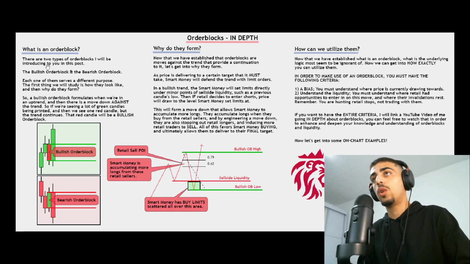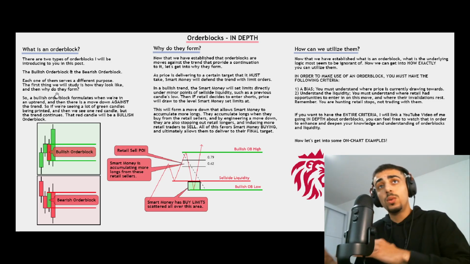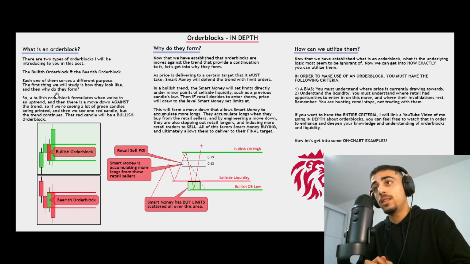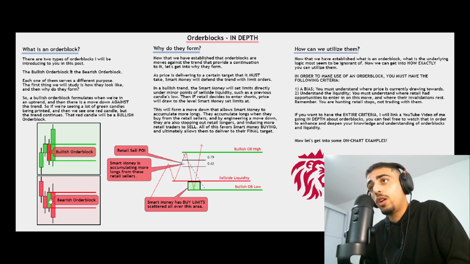So what is an order block? An order block is a move against the trend. Now there are two types of order blocks. As you can see over here, this would be a bullish order block, and over here, this would be a bearish order block.